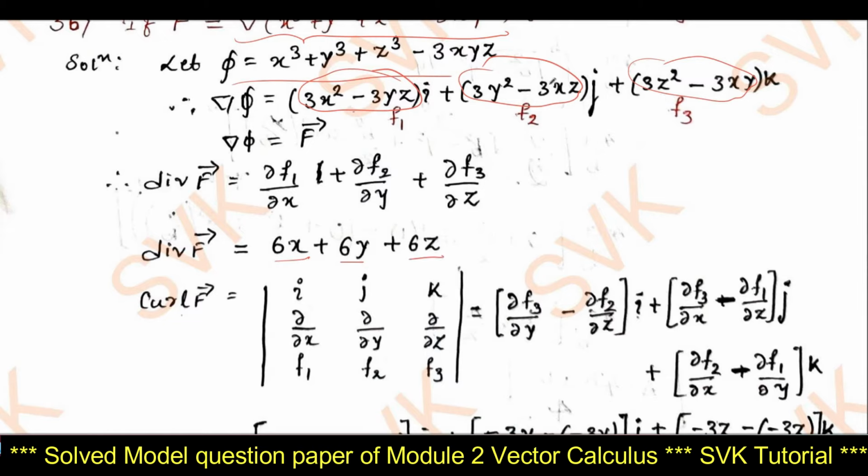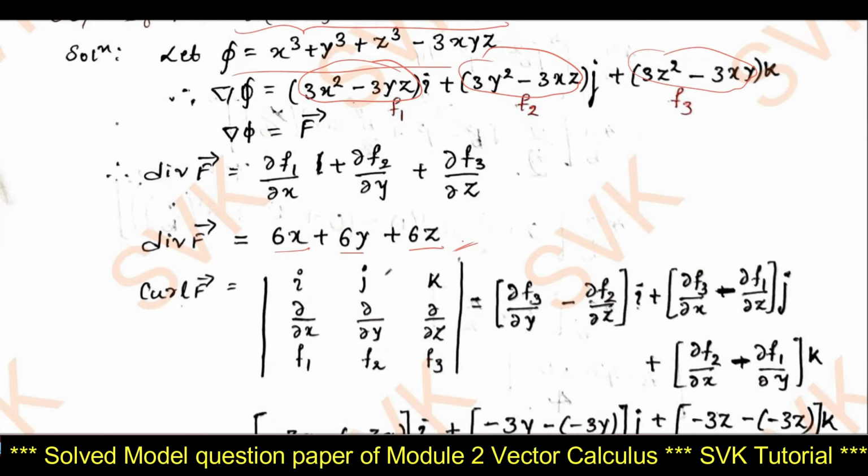Why I am not differentiating these terms is that they are constant terms. 3xz with respect to y is constant. 3xy with respect to z is also constant. This is the divergence of vector f. Now going to curl f.